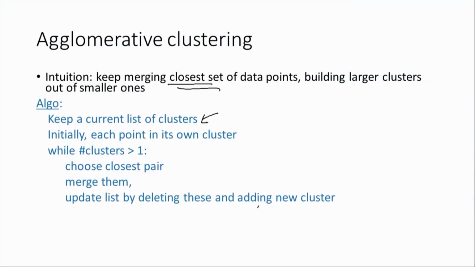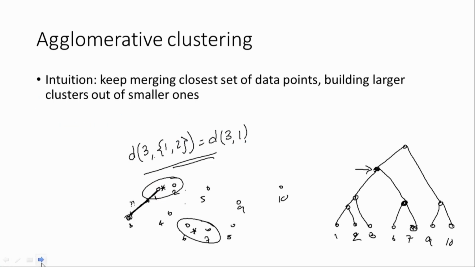Whatever, you merge the two. That gives you the bigger cluster. And then you keep on going. Okay, and when you merge the two, you delete the component clusters from the current list of clusters, and then you include the new cluster, whatever representation of the new cluster you want to have, right? And then you keep on going until the number of clusters is 1.